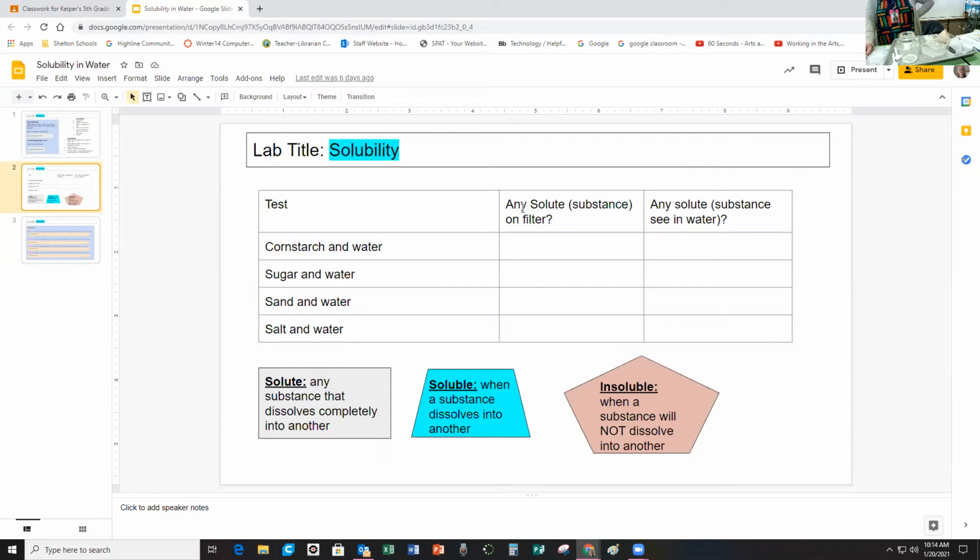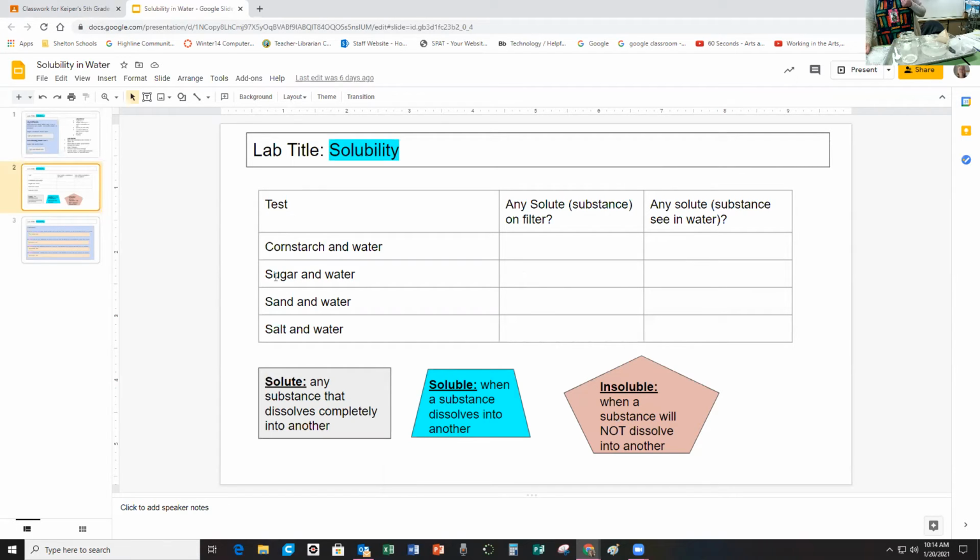So cornstarch and water, any solute on the filter? And the answer was yes. Solute would be the substance. Was there any substance left over on the filter? Yes. Any solute substance you see in the water for the cornstarch? Yes, there was still some in the water, okay? So here it's insoluble when a substance will not dissolve into another, okay? So you could say insoluble, or you could say partially soluble, okay?